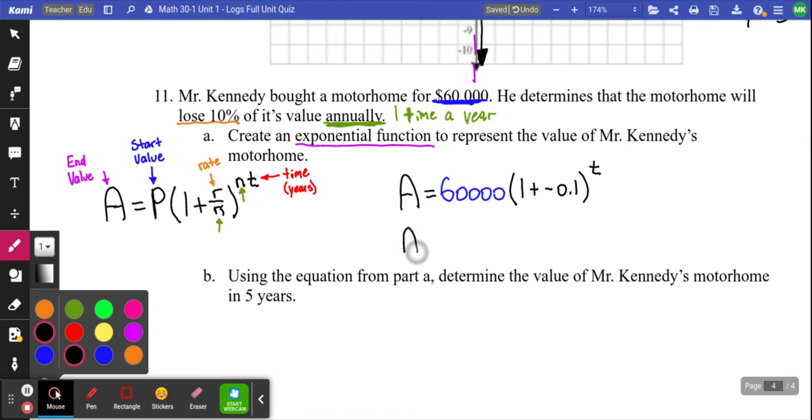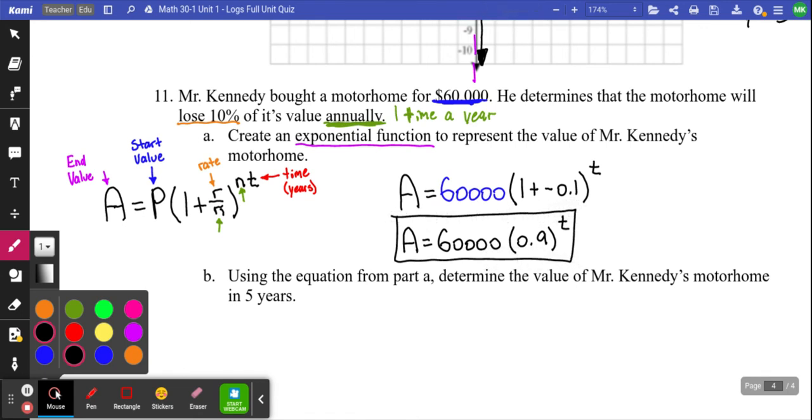You should simplify inside those brackets. I mean, I would probably give that whole marks, but I shouldn't. 1 plus minus 0.1 is 0.9. That is my exponential function. I don't know the end value, I don't know the time, but I did know the starting value and I did know the rate. I can then use that function to answer questions about this motorhome.